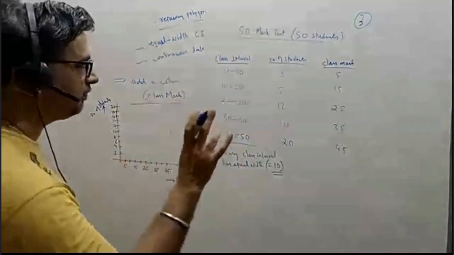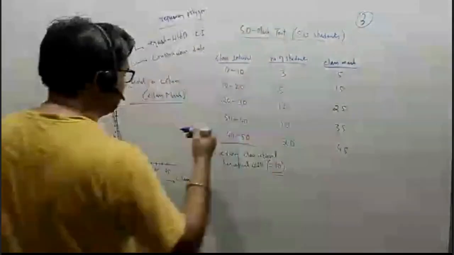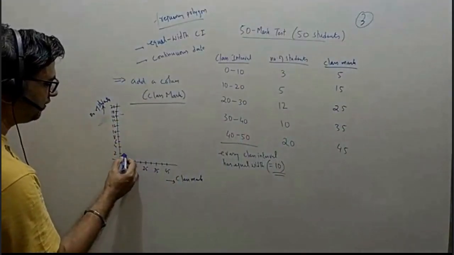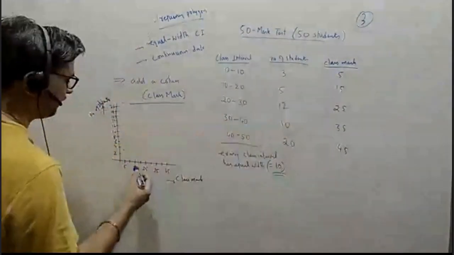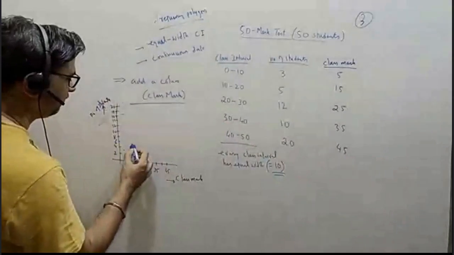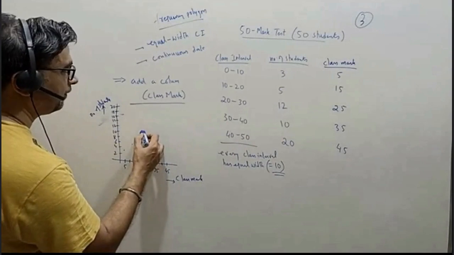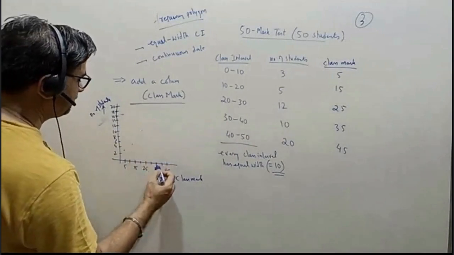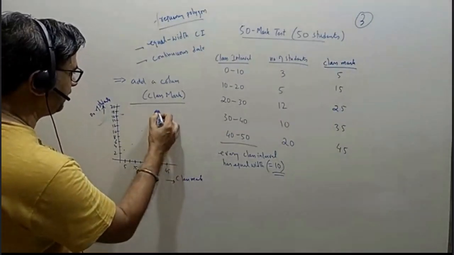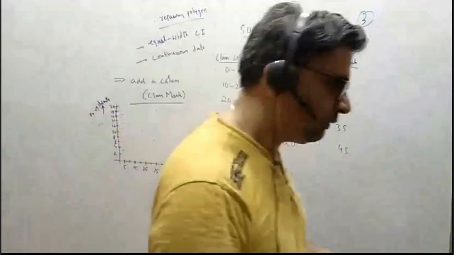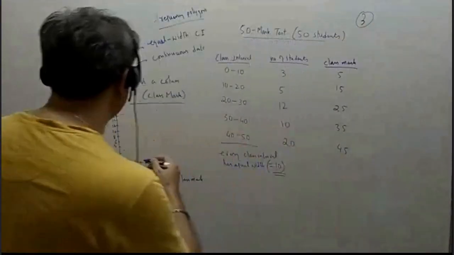So in this case, what do we do? There are two things that we do here. The first one is easy. The class mark 5 has number of students 3. So 5 corresponds to 3. Making sense, everyone? 15 corresponds to 5. 25 corresponds to 12. 35 corresponds to 10. And 45 corresponds to 20. So let me join all of these points and we'll see how it looks.